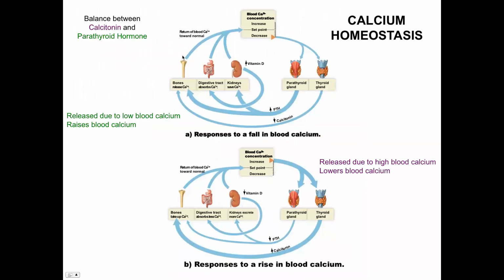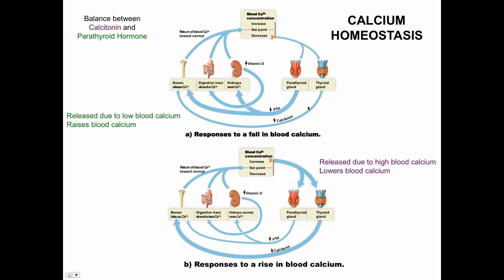Right, so here one more time to make sure that you've got this. So the balance between calcitonin and parathyroid hormone. Here on the top, you've got the effect due to low blood calcium and how to raise that, right? So you have low blood calcium.